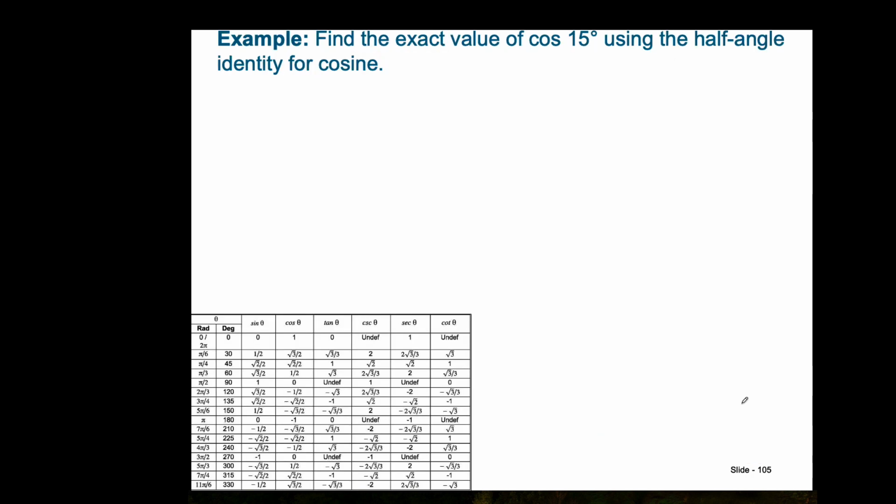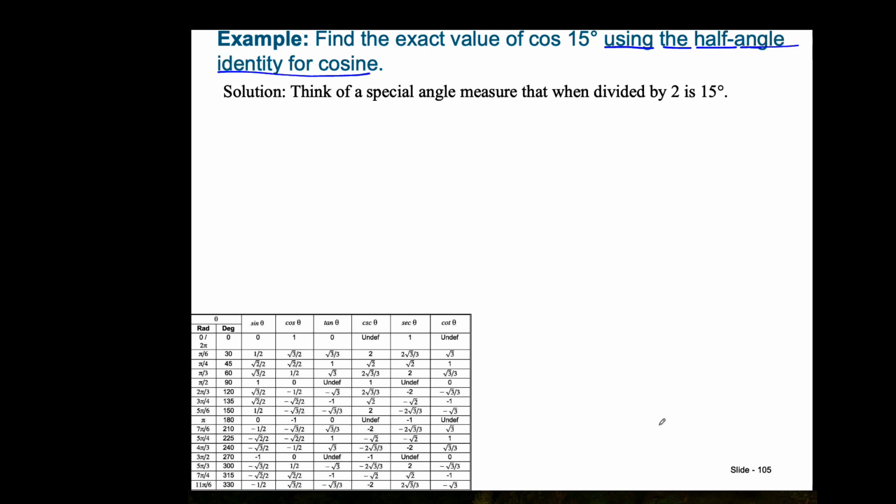All right, this time we're asked to find the exact value of cosine of 15 degrees, but very specifically, we're being asked to use the half angle identity for cosine. All right, and here's how we will do that. We're going to think of a special angle measure that when divided by 2, hence the half angle, is equal to 15. Well, that would be 30, because 30 degrees divided by 2 is 15 degrees.